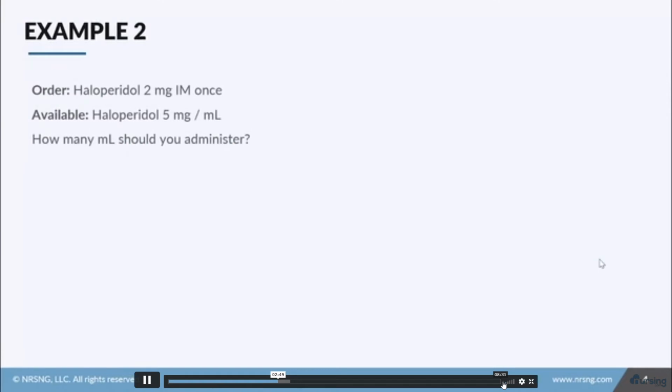Let's look at the next one. Haloperidol, 2 milligrams intramuscularly 1 time. Available haloperidol, 5 milligrams per milliliter. How many milliliters should you administer? Again, start with what you're looking for, milliliters per dose. Transfer your top units across, milliliters. What do I know about milliliters? I know that 1 milliliter is 5 milligrams.